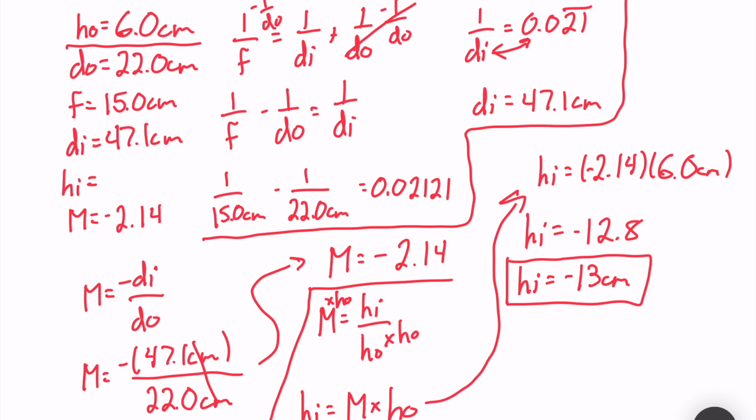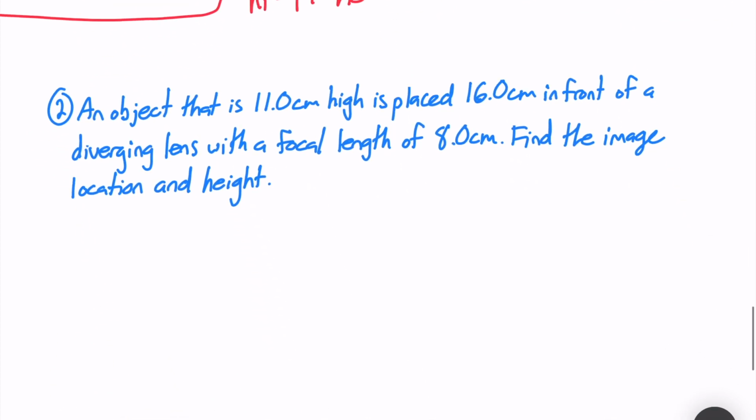A couple key things. Make sure you keep this negative in our first magnification formula, negative di over do. That will influence the rest of your steps here for your magnification and hi. And let's move on to example 2.